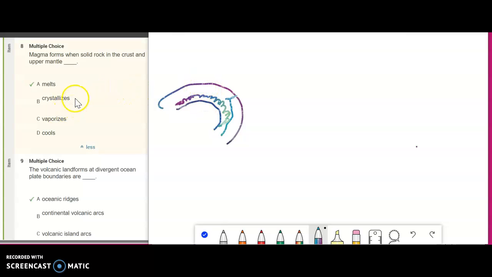It's not going to crystallize. That would be an igneous rock. It definitely wouldn't vaporize because it's under the earth. And when it cools, it would crystallize. So B and C are too similar, and they're not the correct answer. So the answer there is A, melts.